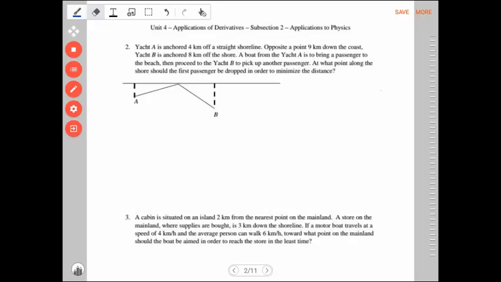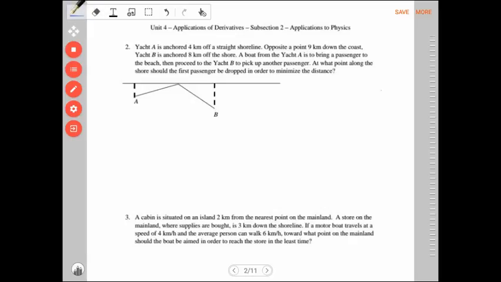Number 2. Yacht A is anchored 4 kilometers off a straight shoreline, opposite a point 9 kilometers down the coast. Yacht B is anchored 8 kilometers off the shore. A boat from Yacht A is to bring a passenger to the beach and then proceed to Yacht B to pick up another passenger. At what point along the shore should the first passenger be dropped in order to minimize the distance? All right, well, if we want to minimize the distance, we have to have a distance function.